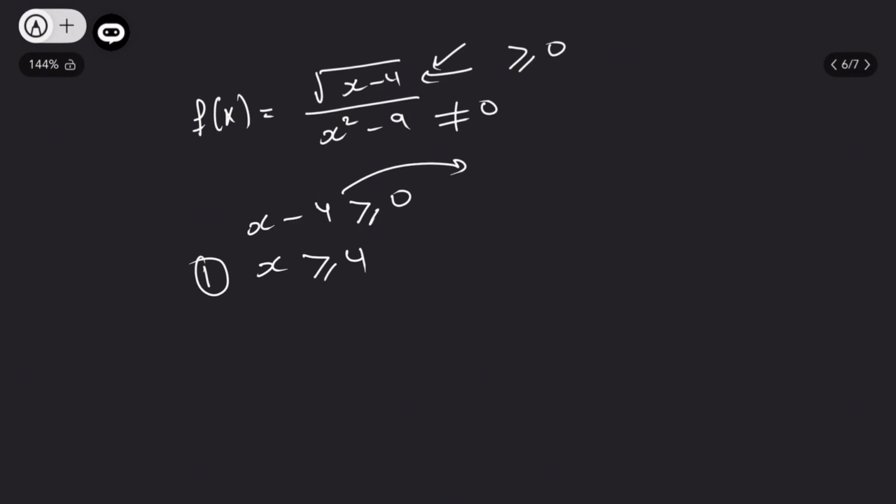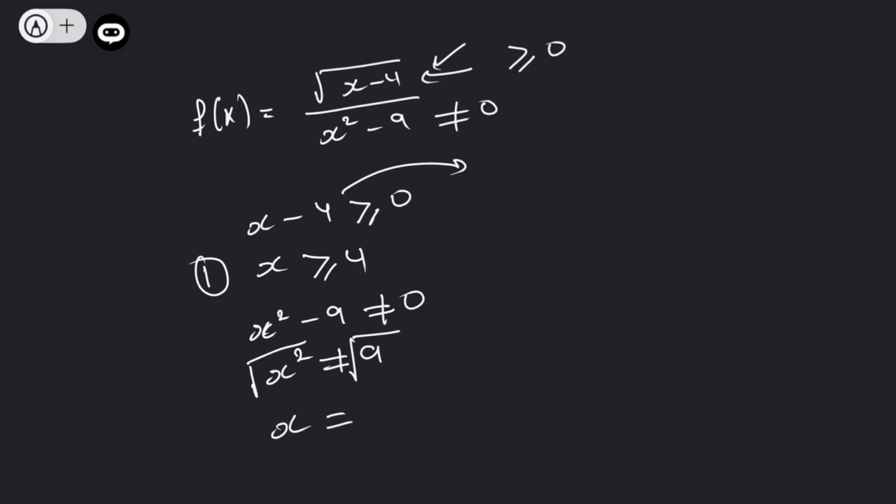Let's go to the second one. x squared minus 9 must not be equal to 0. x squared must not be equal to 9. Here, take the root of both sides. x must not be equal to what? Two values, a negative value or a positive value. So now, let's continue the solution.